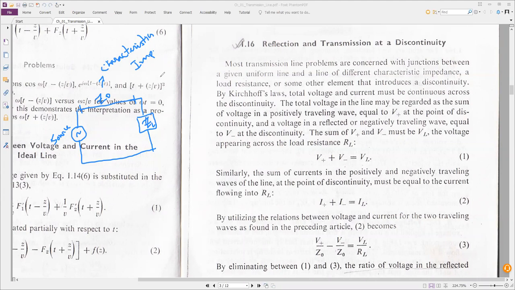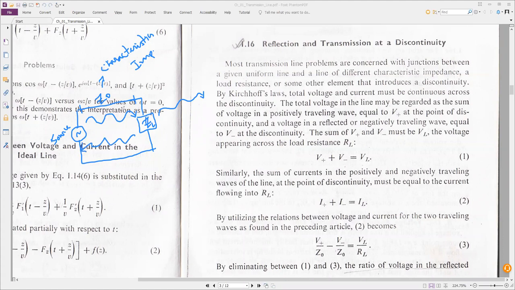This is known as the characteristic impedance, Z naught. And this is the source and this is the load. So what happened? See here. Whenever you turn on the source, it will provide the microwave. Few microwave signals will pass through the load, but few would return.